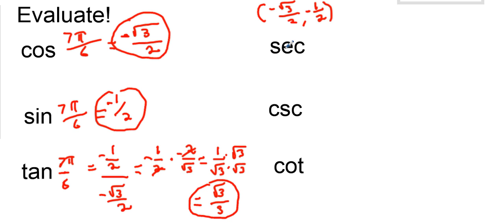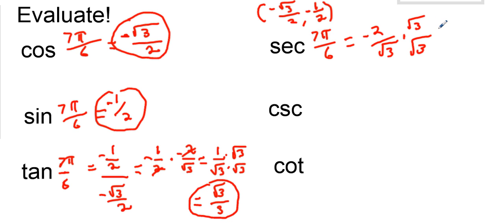Okay, we also studied that the other three were the reciprocal functions, and they're just simply the reciprocal of the trig function they're paired up with. So our cosine, which is negative square root of 3 over 2, so the secant of 7 pi over 6, which is related to cosine, is the reciprocal. So that's negative 2 over the square root of 3. We're simply just flipping it. Okay, but again, we must rationalize.